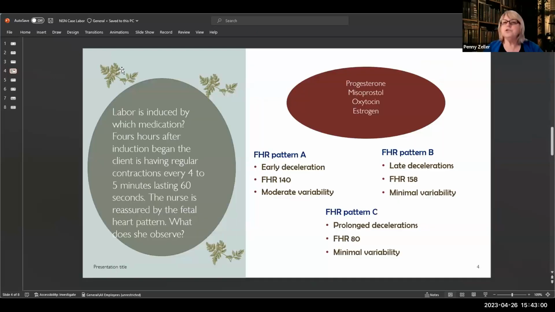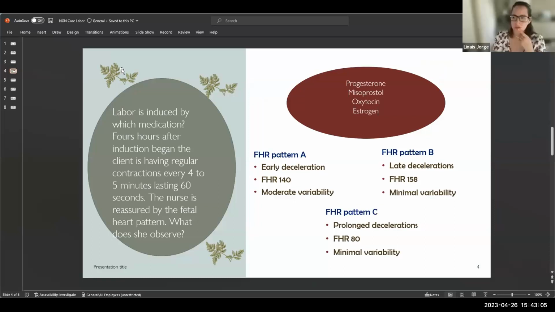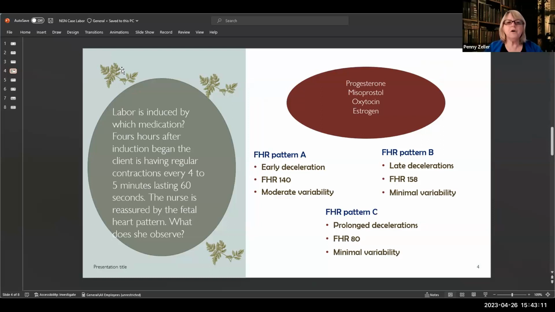All right. So do you know what medication we use to induce labor? Oxytocin. So 4 hours after induction began, the client's having regular contractions every 4 to 5 minutes, and they're lasting 60 seconds. The nurse is reassured by the fetal heart pattern. What does she observe? So there's 3 different patterns I've got on the screen here. Which one would you expect that she observes since she is reassured?